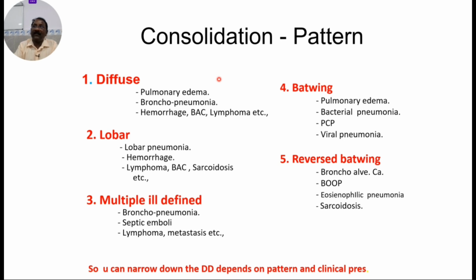So whenever you see the consolidation, you think of all these things. When it's a diffuse consolidation, the DD is this. When you have the batwing consolidation, the DDs are pulmonary edema, bacterial pneumonia or viral pneumonias. When it's multiple and ill-defined, it could be bronchopneumonia or metastasis or embolizations.